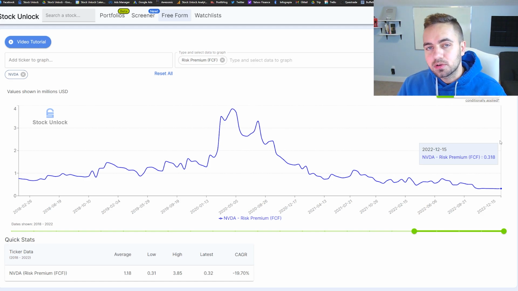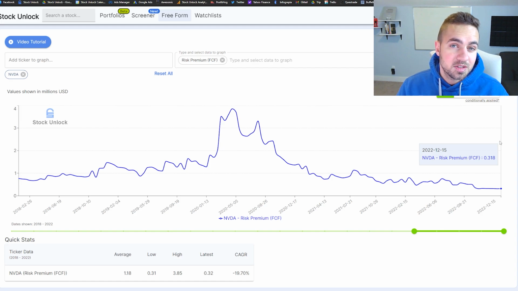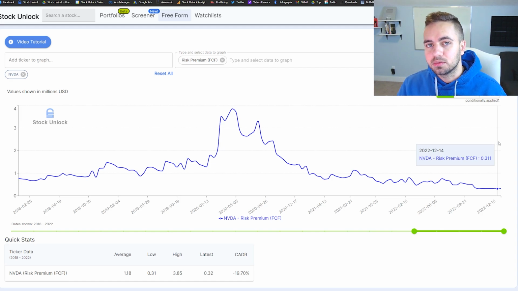So that is how we can also use risk premiums in our own stocks and in our own investing to figure out if a stock has a margin of safety, if it is expensive right now, or if it is looking a little bit more cheap.